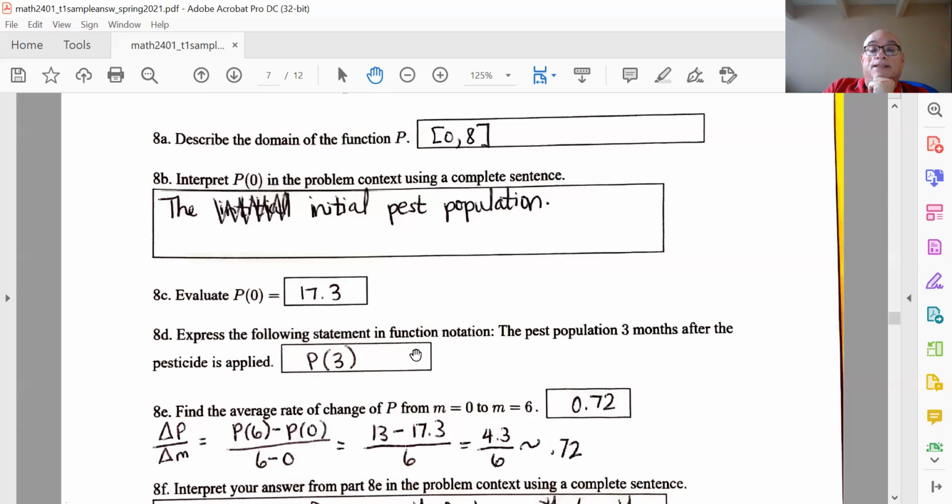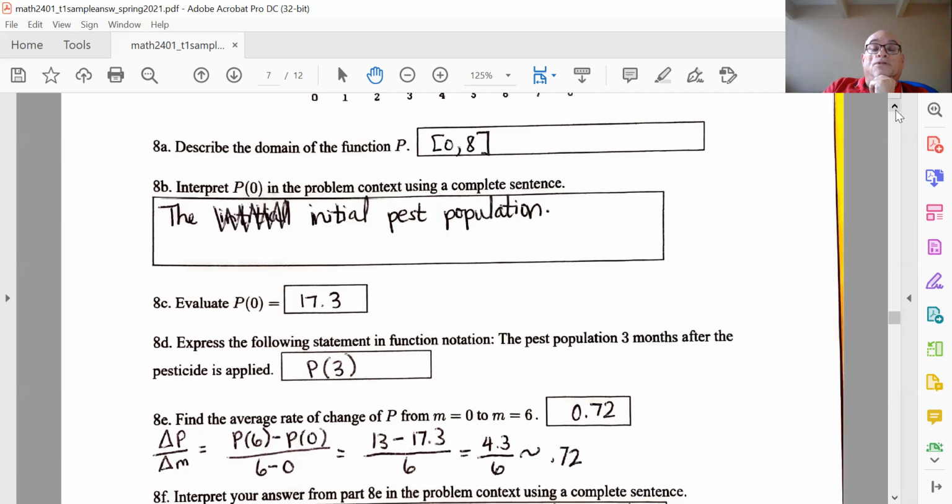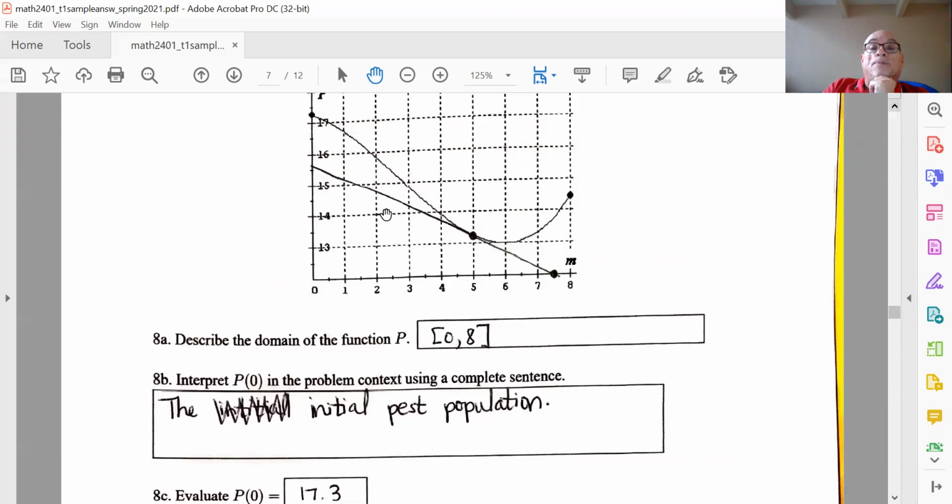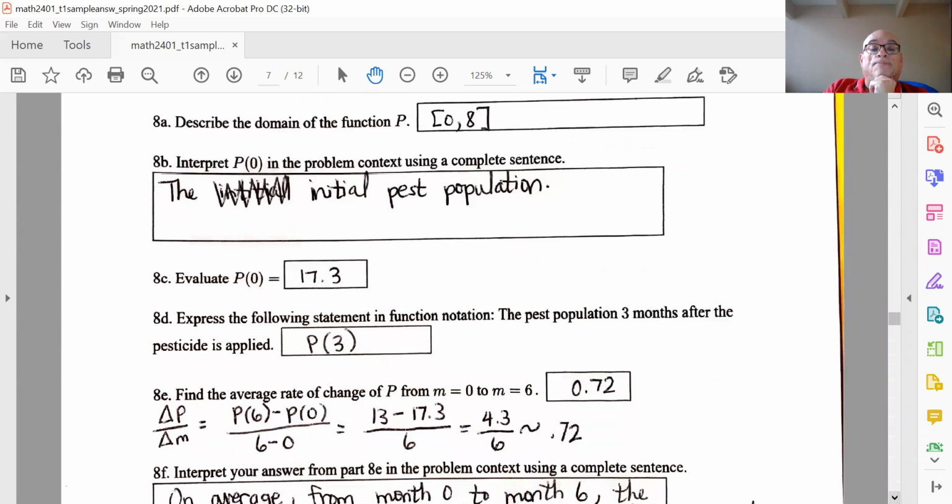We don't have to evaluate this. It doesn't say evaluate it, so it doesn't say calculate P of 3. We could, from looking at the graph, get an estimate for P of 3. It's something above 14, right? But that's not what we're asked for in the problem, so we don't have to put it.